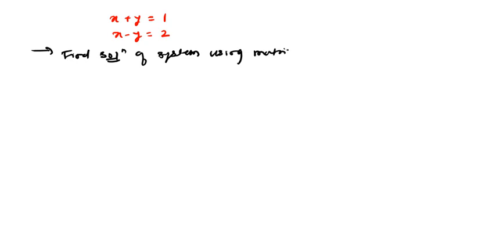For example, suppose we have a system like this: x plus y is equal to, suppose, 1, and x minus y is equal to, suppose, 2. Now the question is to find the solution of this system of linear equations. This system contains two equations and two unknowns. Find the solution for the given system using the matrix method.